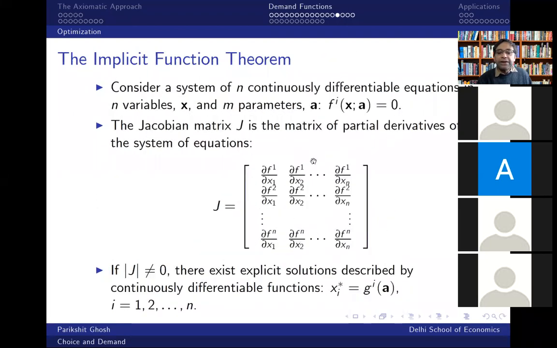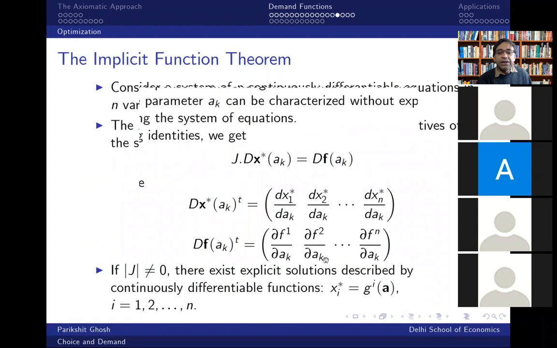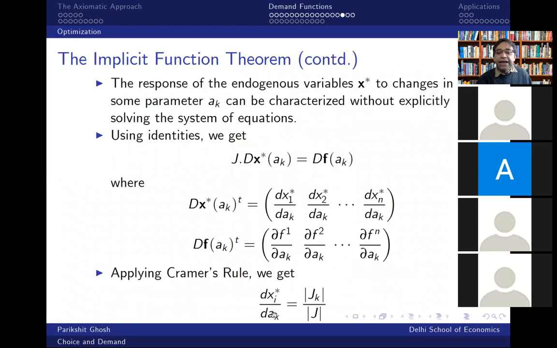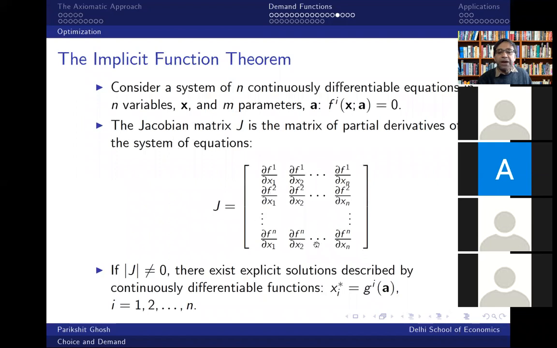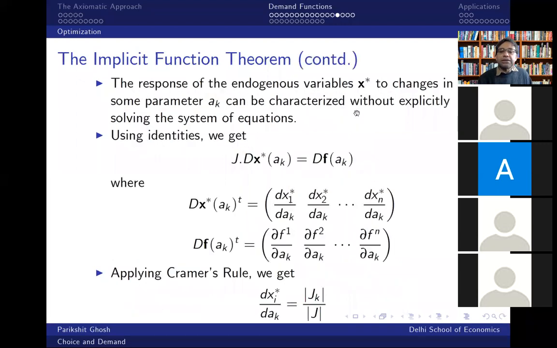replace its ith column, right? We are interested in dxi dak. So replace the ith column of the Jacobian matrix by that vector of partial derivatives of the parameters. I'm sorry, this is exactly where I needed to write something, but this has broken down, so I'll have to fix it.